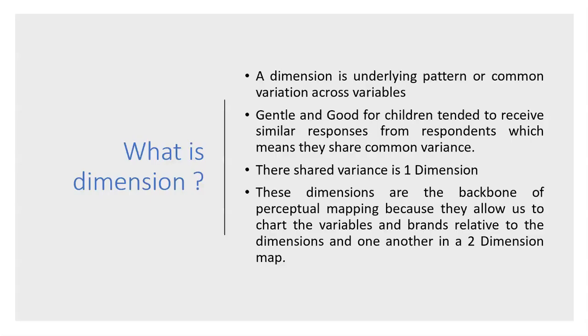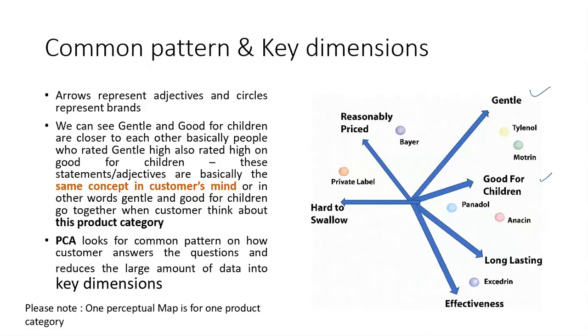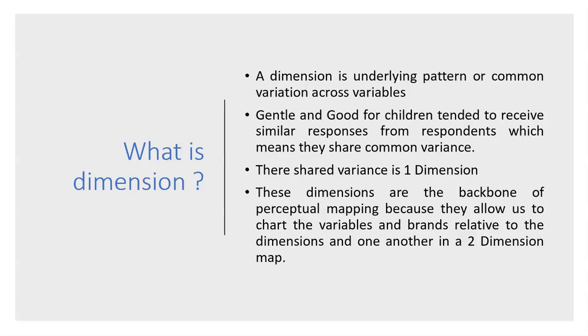So what is a dimension? A dimension is an underlying pattern or common variation across variables. For example, like we discussed in this example, gentle and good for children tended to receive similar responses from respondents, which means they share common variance. The shared variance is one dimension. These dimensions are the backbone of perceptual mapping because they allow us to chart the variables and brands related to the dimension and one another in a two-dimension map.